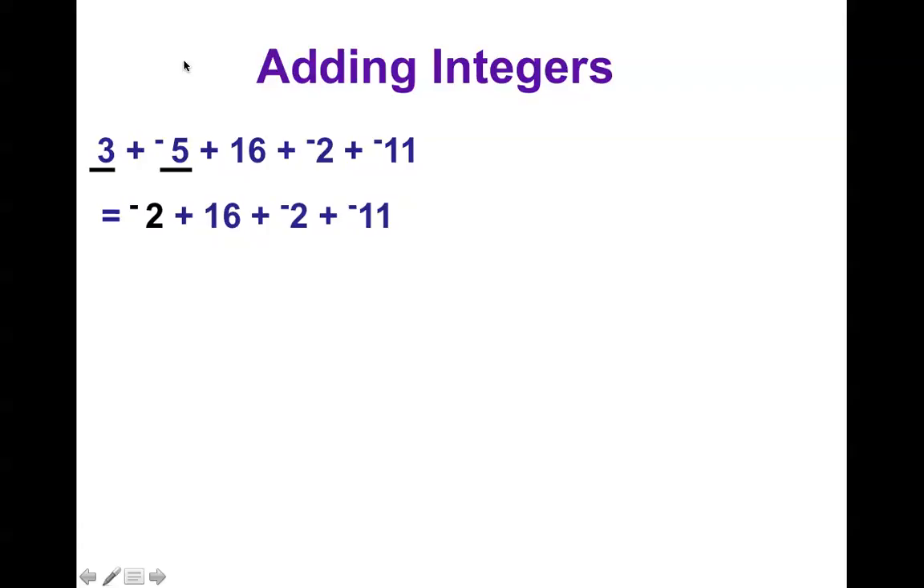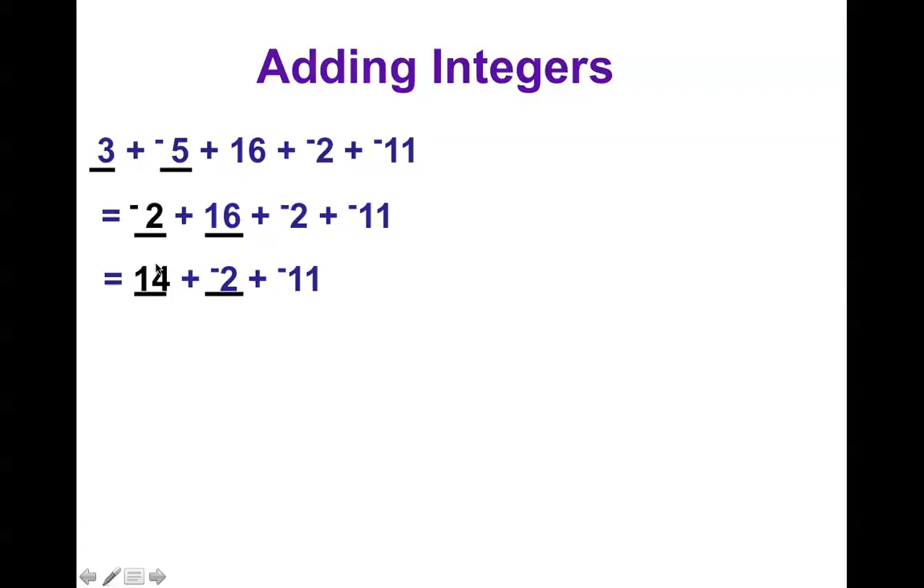So we go to the next one. We want to make sure that you know that we've got negative 2 and positive 16. Once again, they're different. So we subtract. We get 14, and then the answer is going to be positive 14 because 16 is larger than 2.